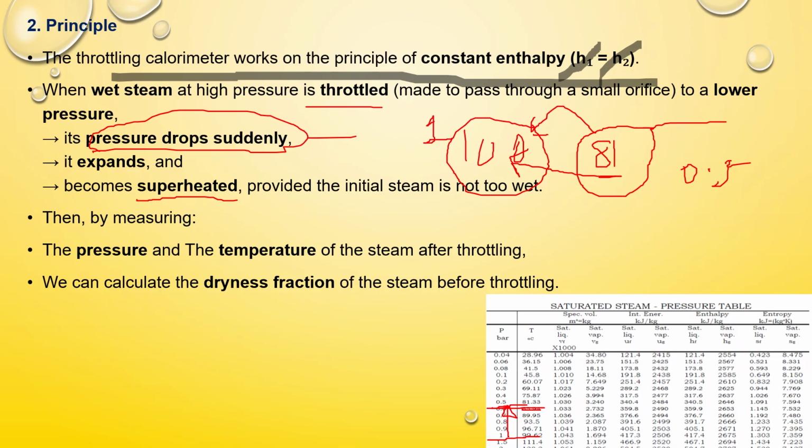Then what do we have to do? We have to measure the pressure and temperature before throttling and after throttling, and calculate the dryness fraction of the steam. We will solve a numerical based on that, so you can understand that part easily. And if needed, tell me, we will discuss in a separate video how to take values from the steam table, how to use the steam table, if you wish.